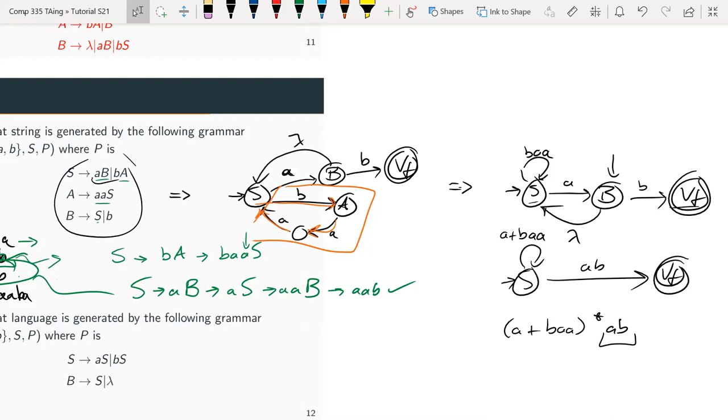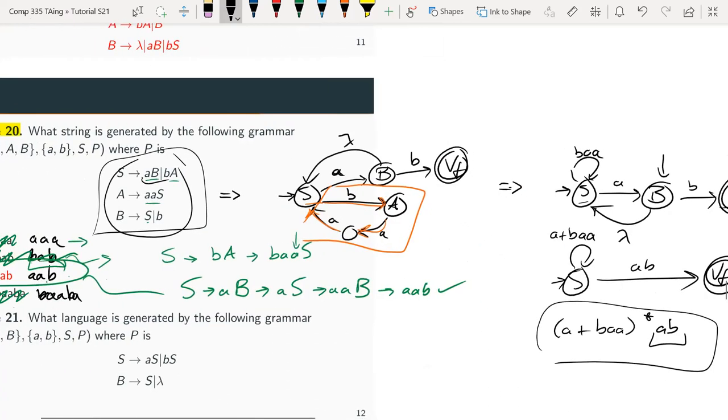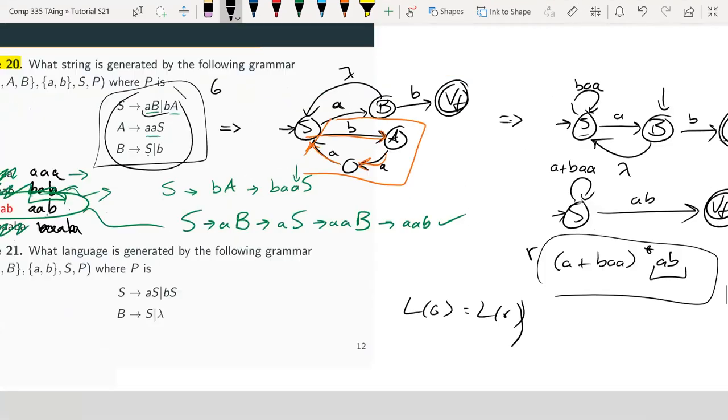So this is the regular expression that denotes the language generated by this grammar. So in other words, if this is the grammar G, and this is your regular expression R, then L of G is equal to L of R.